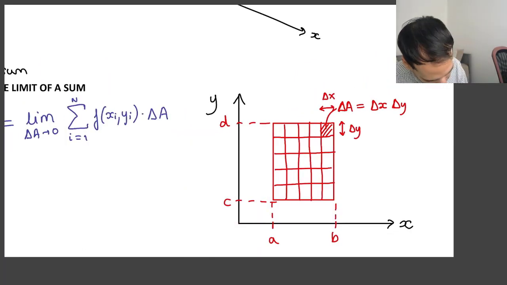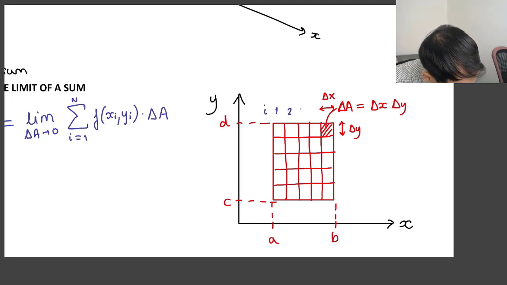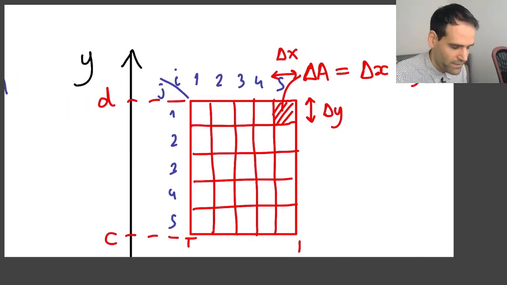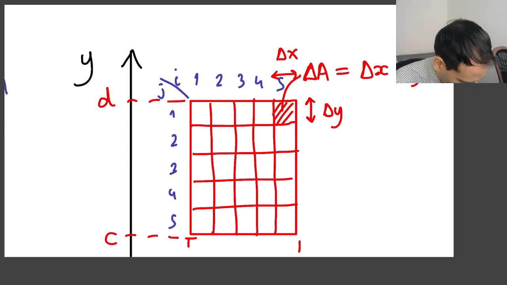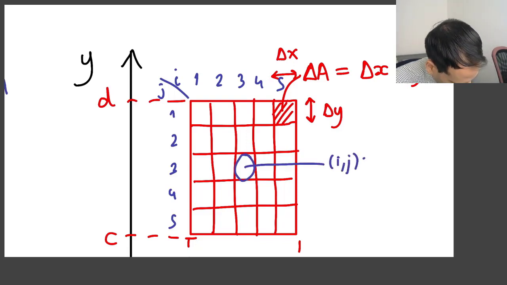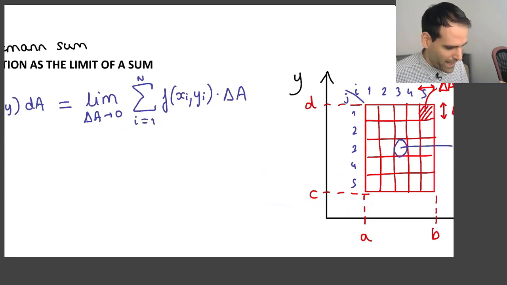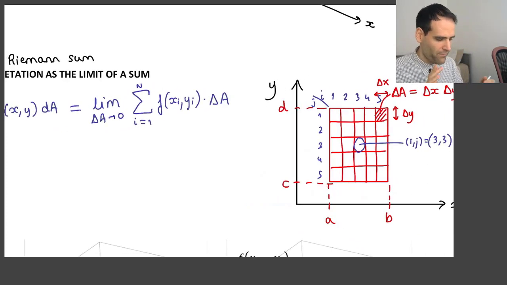So now we could have a variable i which goes through 1, 2, 3, 4, 5 in the x direction, and then a variable j that goes from 1, 2, 3, 4, 5, so that each of these rectangles is identified by a certain i and a certain j. For example, this one would be ij equals 3, 3. And this means that we can write this integral as a double sum, because we can have a sum along i inside a sum along j.